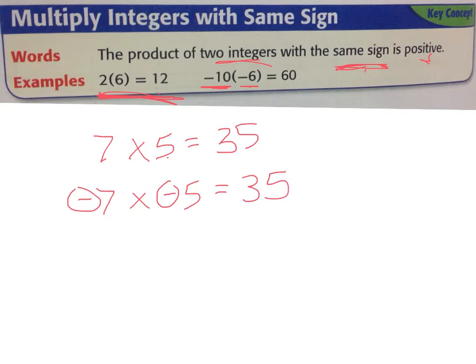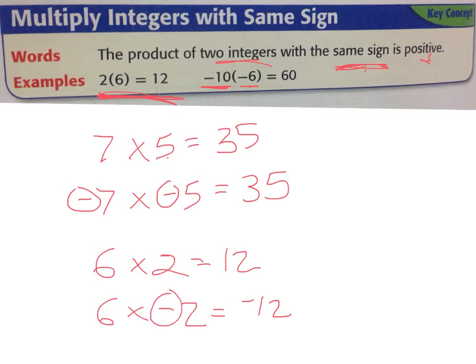6 times 2 would be 12. If I had 6 times negative 2, that would be negative 12, because here I have one negative and one positive. Whereas if I had negative 6 times negative 2, that would equal 12. I have two of the same sign, two negatives. That's always going to be a positive.